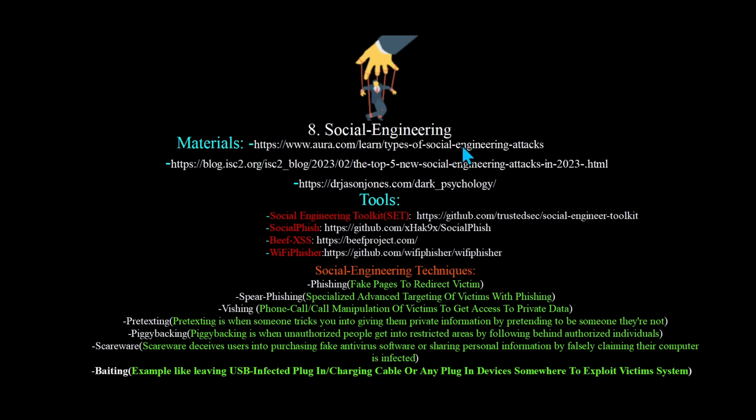So those are the types of social engineering attacks more specifically. The second resource will be the top 5 new social engineering attacks of 2023. The third one will be to learn about dark psychology, or how psychology works in a darker manner.